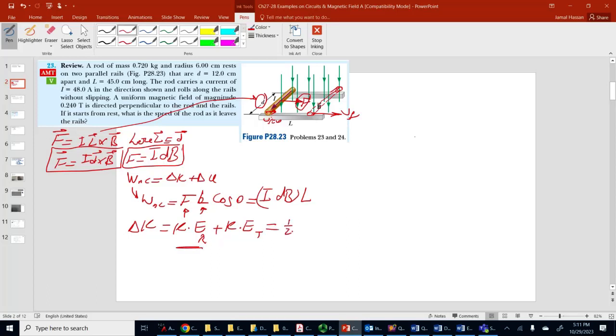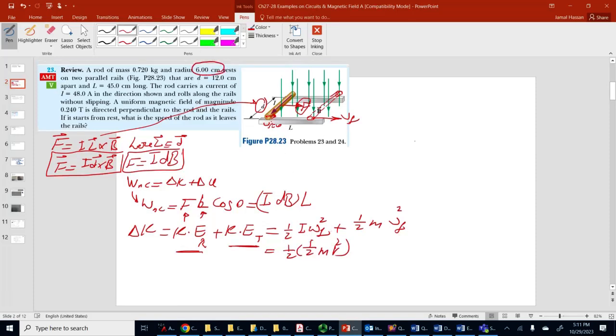Rotational kinetic energy is equal to half I omega final squared minus half I omega initial squared. Omega initial is equal to 0, so I'm not going to write it, plus translational kinetic energy, which is half m v final squared. I is the moment of inertia of the solid cylinder, which is half m r squared, where r is the radius of the cylinder, multiplied by omega final squared. Omega final is equal to V final divided by R, plus half m v final squared. So this is our delta K.